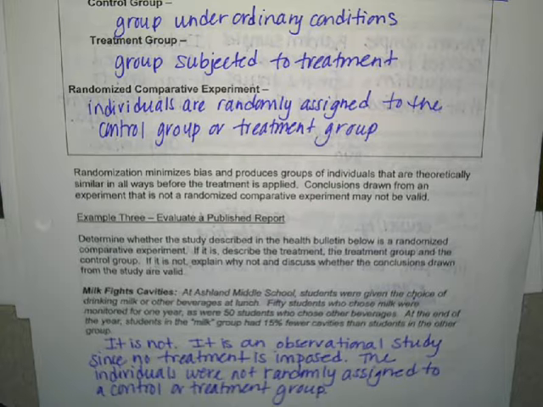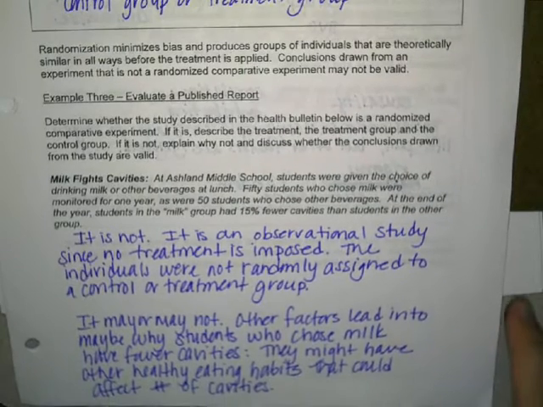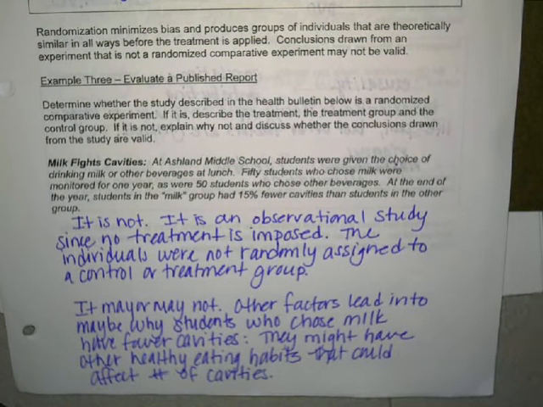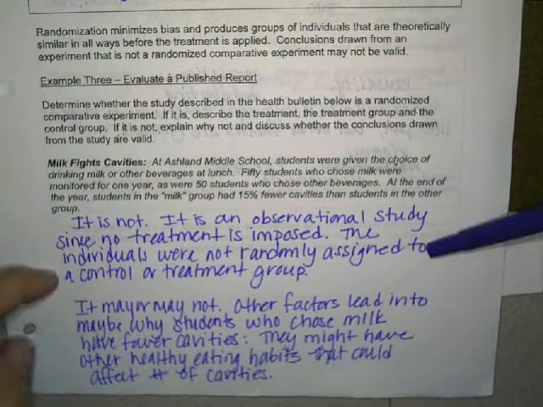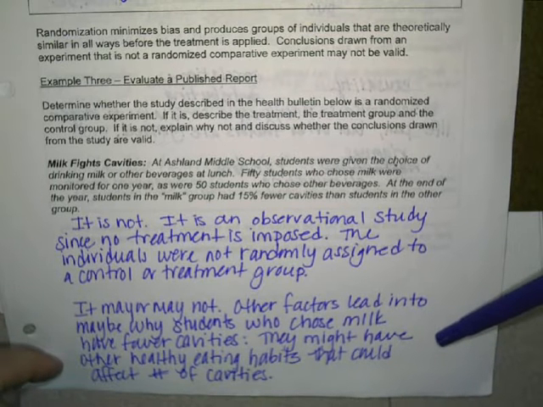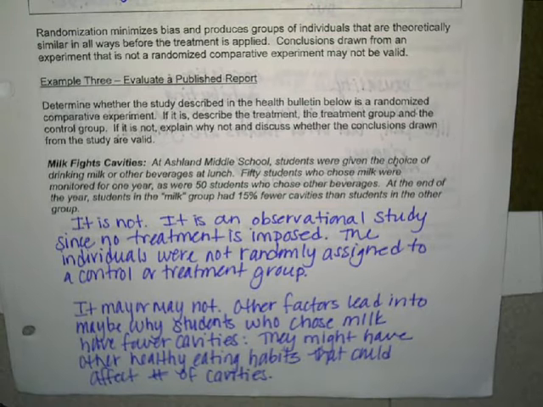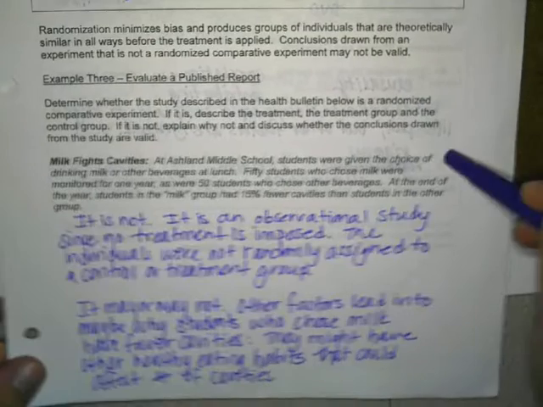So, because it's not, we have to discuss whether the conclusions are valid. It may or may not be valid. Other factors, however, lead into maybe why the students who chose milk have fewer cavities. For example, and you could argue for lots of different reasons, but since they chose milk rather than other beverages, they might have other healthy eating habits that also lead into having fewer cavities. So, because it's not a controlled comparative experiment, you can't say that the conclusions are valid for sure, because there are multiple reasons why those kids might have fewer cavities. Okay, so doing that is also part of the standard.